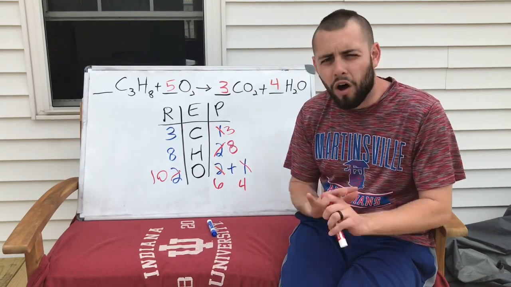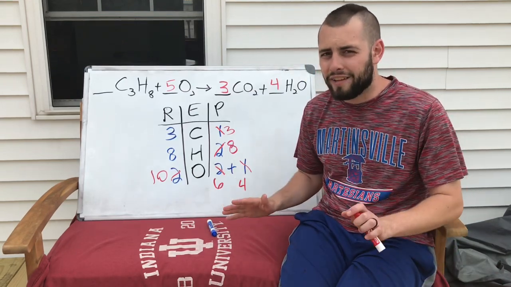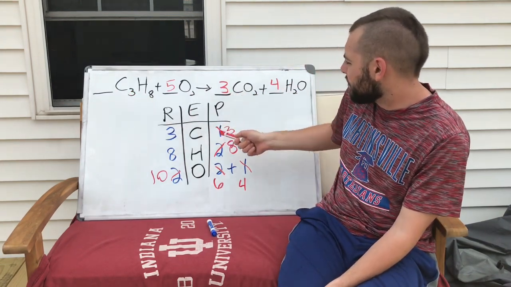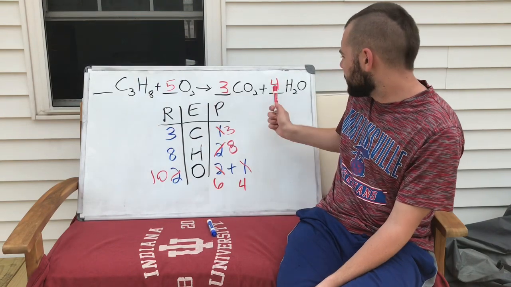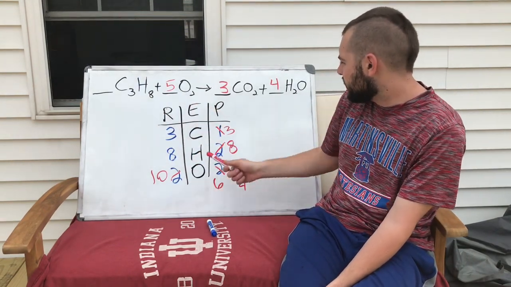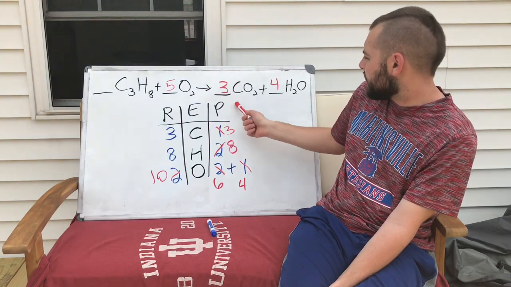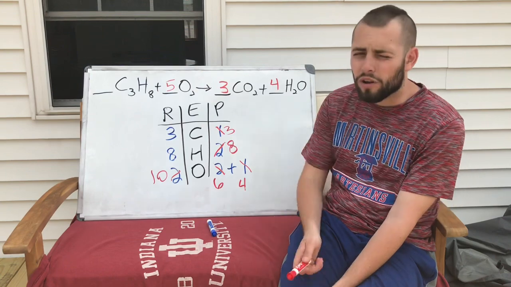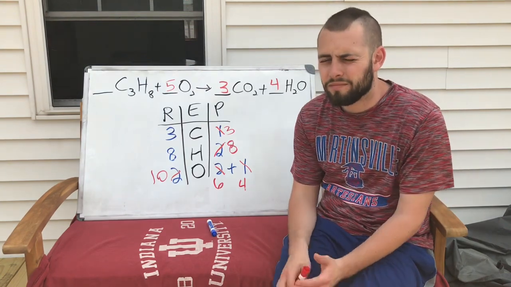Now, all of my elements are balanced. 3 carbons, 3 carbons, 8 hydrogens, 8 hydrogens, 10 oxygens, 6 here, 4 here, for a total of 10 oxygens.